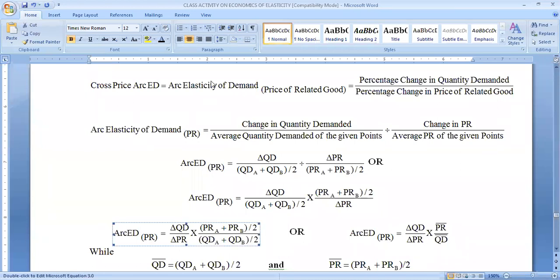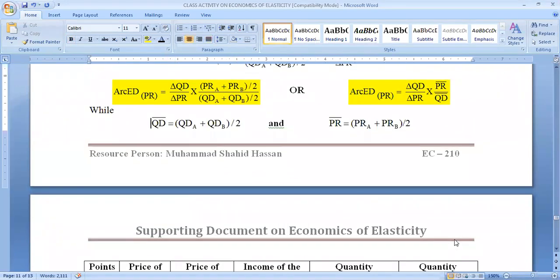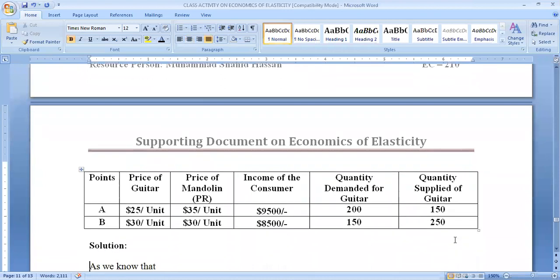This is one formula. Its simplified form is arc elasticity of demand with respect to price of related good equals delta QD over delta PR multiplied by PR bar divided by QD bar. This is the final formula, and QD bar represents average quantity demanded of 2 points, while PR bar represents average price of related goods of 2 points. Right now, let's begin our calculations.